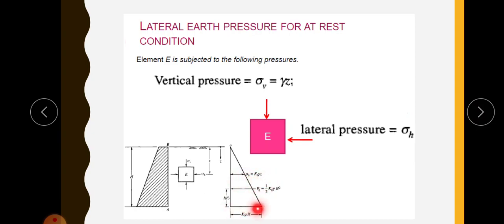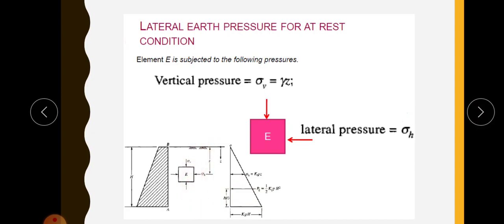Here that is the bottom point. What is the total depth, capital H? So here that will be K naught into gamma into H. At any point we can calculate lateral earth pressure by multiplying K naught with the vertical pressure, that is sigma V, or K naught into gamma into that depth. Likewise, we can calculate the value of lateral earth pressure at any point from the ground level.